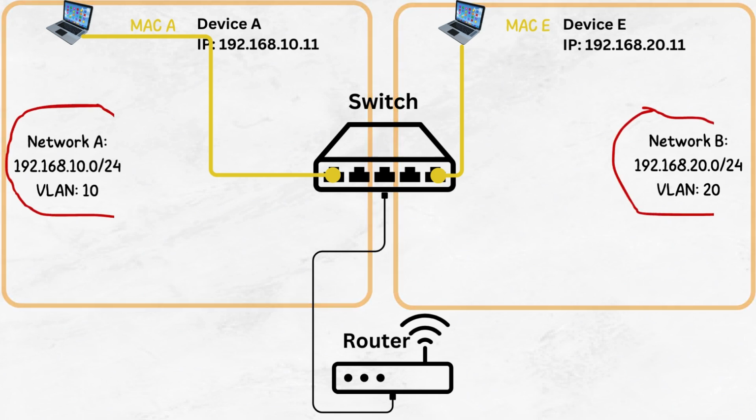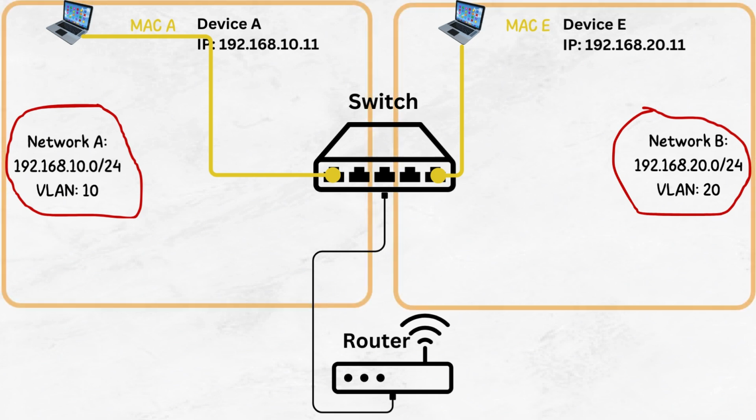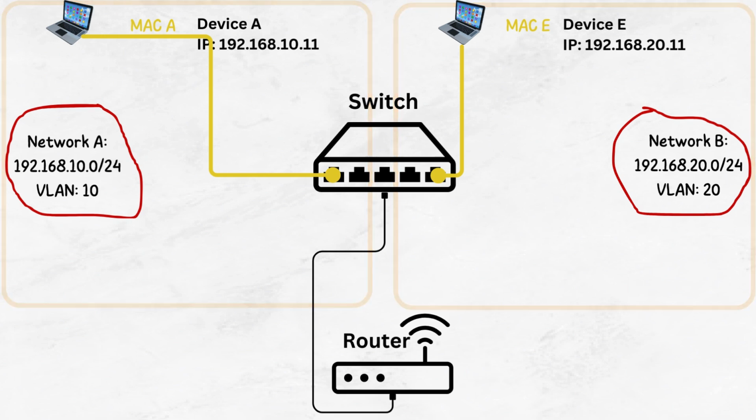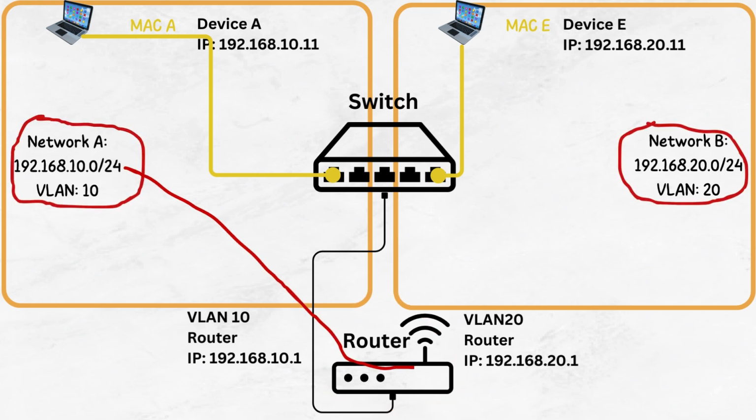VLANs enhance security by isolating traffic, preventing unauthorized access, and separating departments like sales and HR unless allowed. While VLANs segment traffic within a switch, devices in different VLANs need a router to communicate with each other. The router enables inter-VLAN communication by using IP addresses to route traffic between VLANs and external networks, ensuring connectivity.